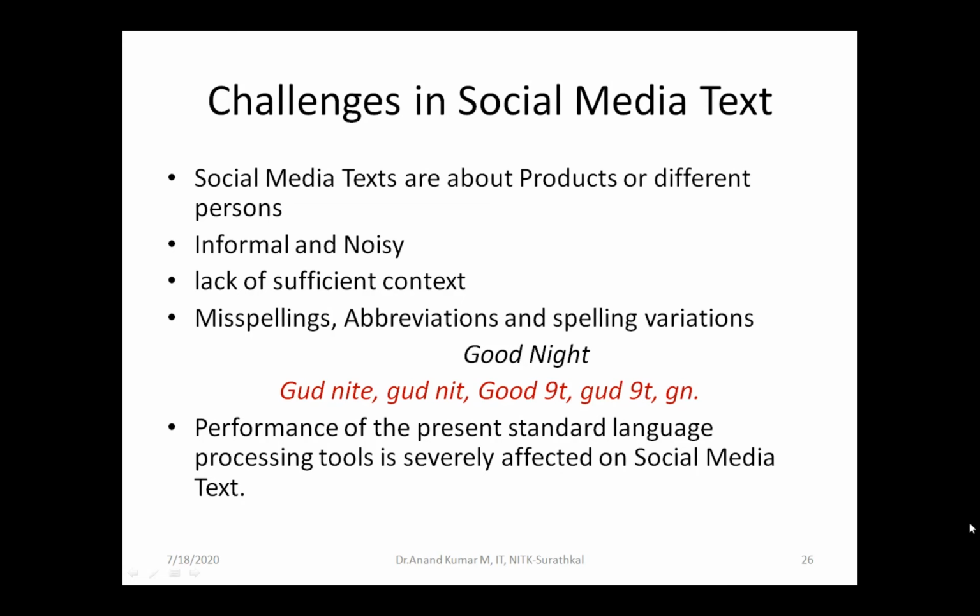Okay, the performance of that standard. The thing, as I said, is "good night". So these are the different ones. Like this, 4 or 5 variations are there. We need a mechanism to find out that all these words have the same meaning. That itself is a complex task in natural language processing.